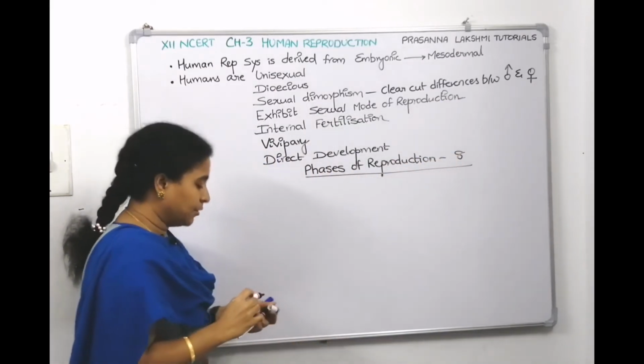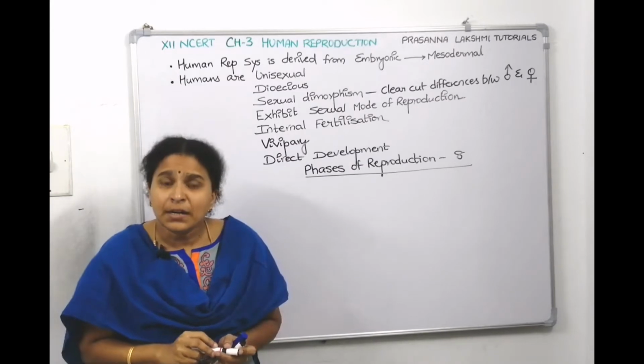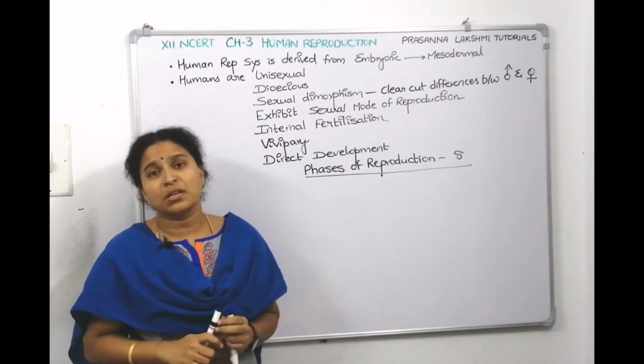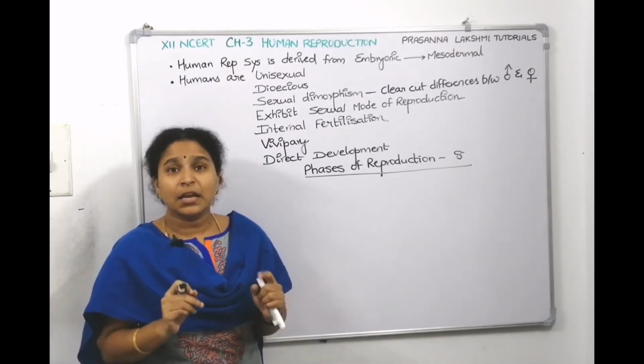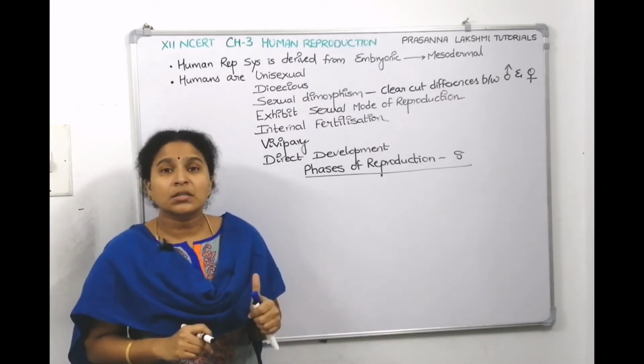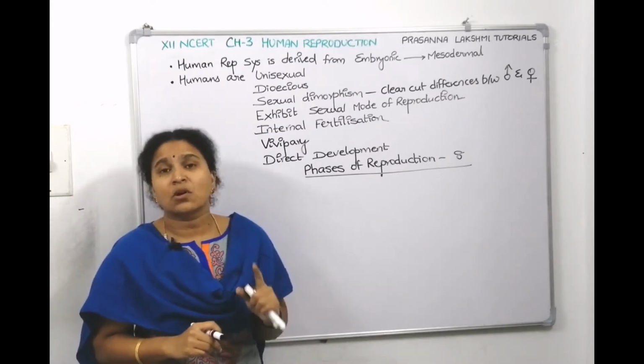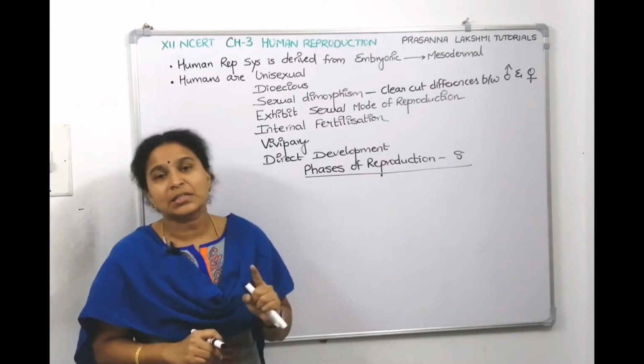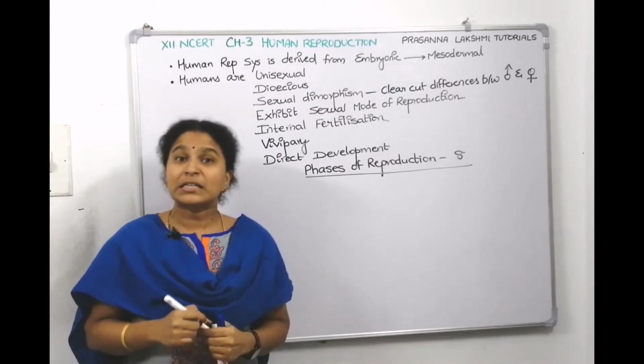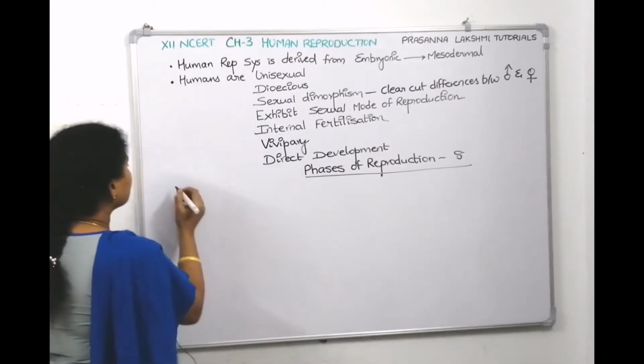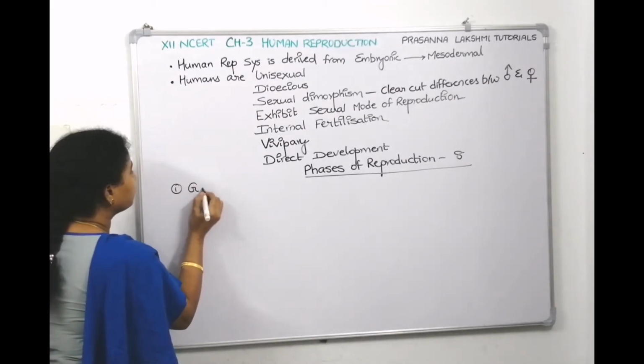8 points to talk under phases of reproduction. The first one: at the age of puberty, gamete production starts under the influence of sex hormones. What is this called? Formation of gametes is called gametogenesis. From there the process starts. So the first step we call gametogenesis.